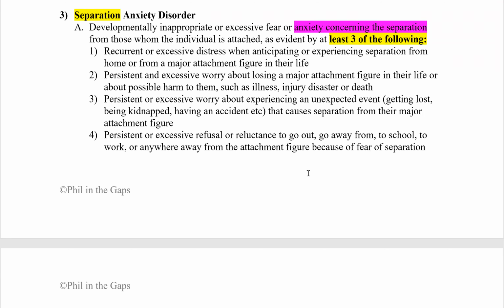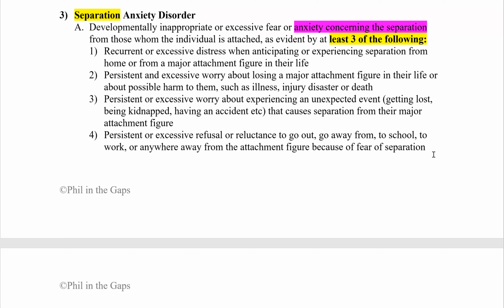Recurrent or excessive distress when anticipating or experiencing separation from home or from a major attachment figure in their life. So every single time this is going to happen. Persistent and excessive worry about losing a major attachment figure in their life or about possible harm to them, such as illness, injury, disaster, or death. So, this is where somebody is always worried about somebody that's significant to them dying, becoming sick, or something catastrophic happening to them. And it's going to cause them to be by themselves.